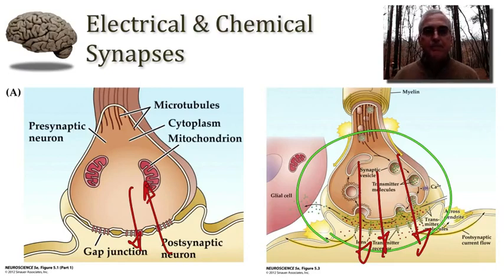Okay, at this point, I think we're ready for a closer look at the structure of a typical chemical synapse. So let's jump back to the first page of your tutorial notes and Roman numeral 3 if you're following along, and let's have a closer look at a chemical synapse.